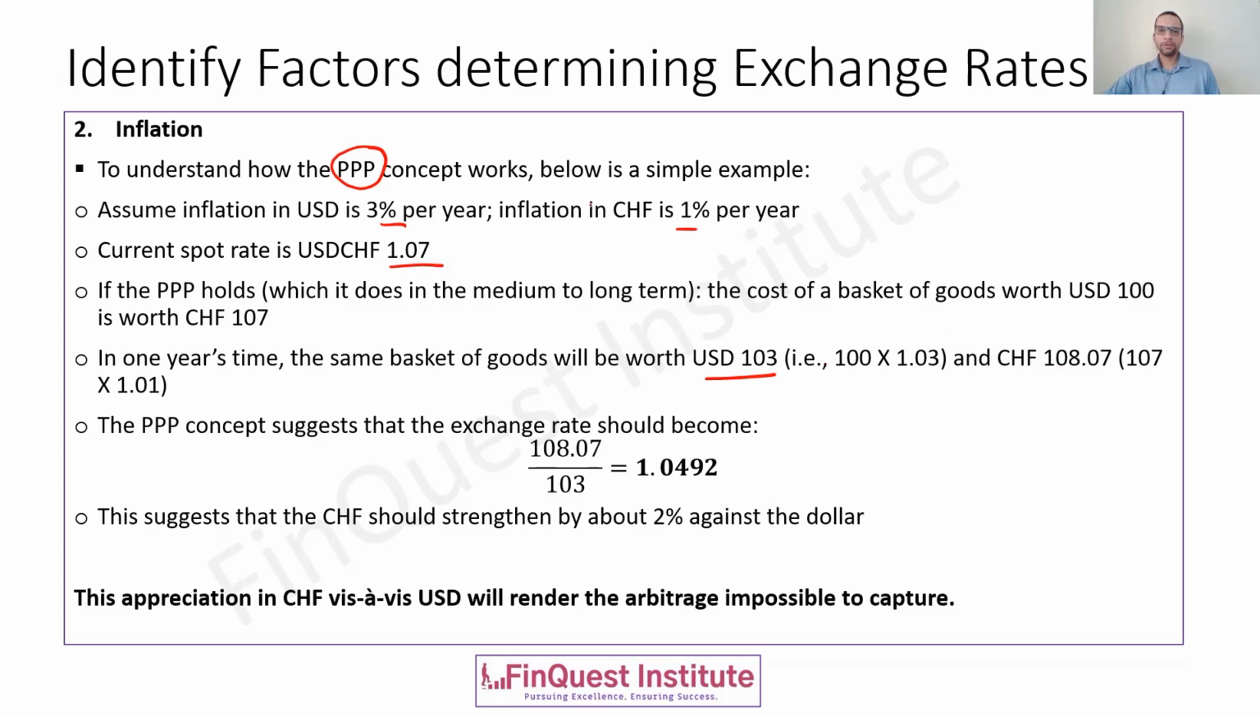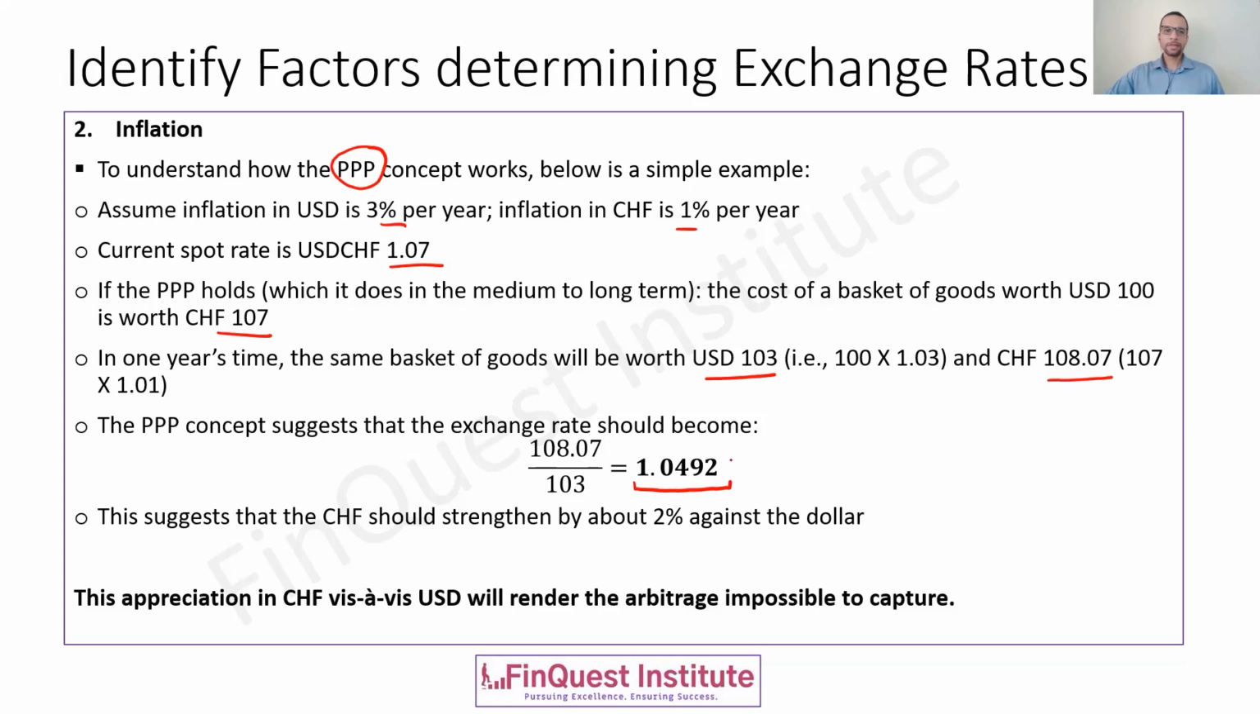And in Swiss francs, we use this rate of 1%. So 107 was the earlier cost in Swiss francs. So 107 CHF into the 1% growth in price through inflation. That is 108.07. Now, through the concept of PPP, this suggests that the exchange rate should become 1.0492. So we take the CHF rate 108.07 and the USD rate of 103. So this is the rate which we expect from the purchasing power parity perspective.